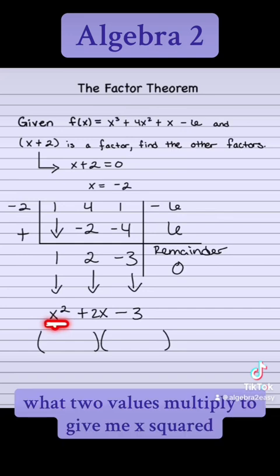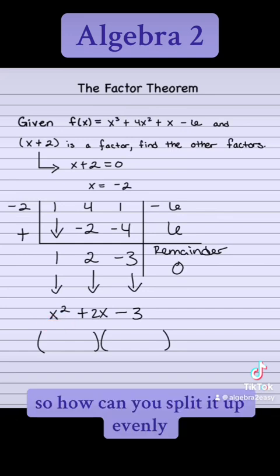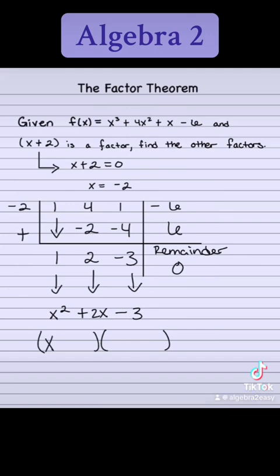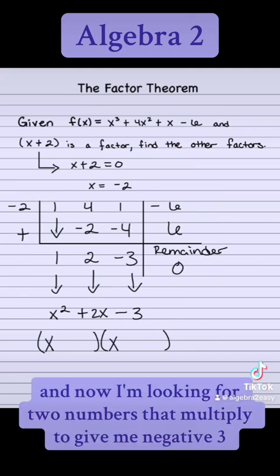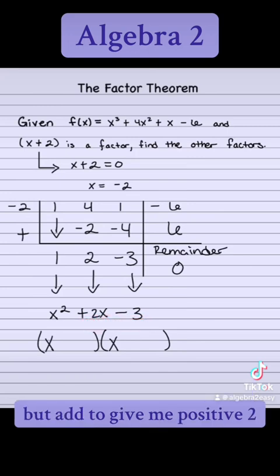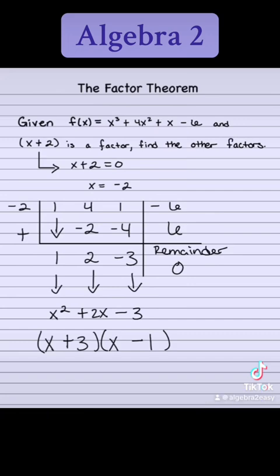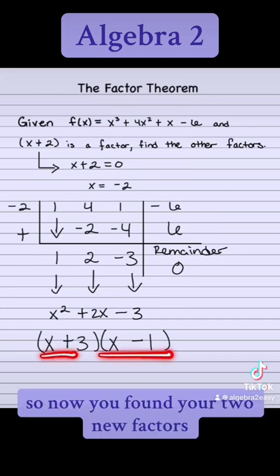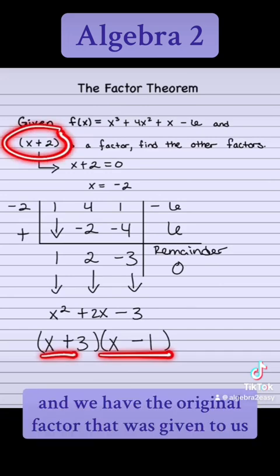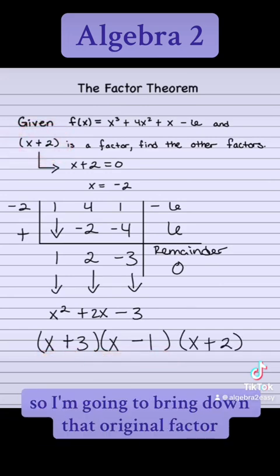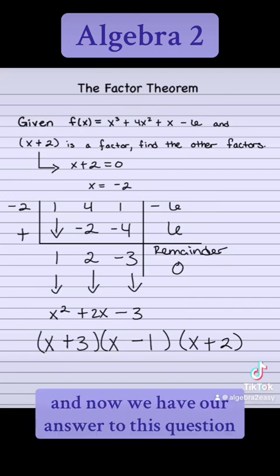What two values multiply to give me x squared? So how can you split it up evenly? X times x. And now I'm looking for two numbers that multiply to give me negative 3, but add to give me positive 2. That's going to be positive 3 and negative 1. So now you found your two new factors, and we have the original factor that was given to us. So I'm going to bring down that original factor, and now we have our answer to this question.